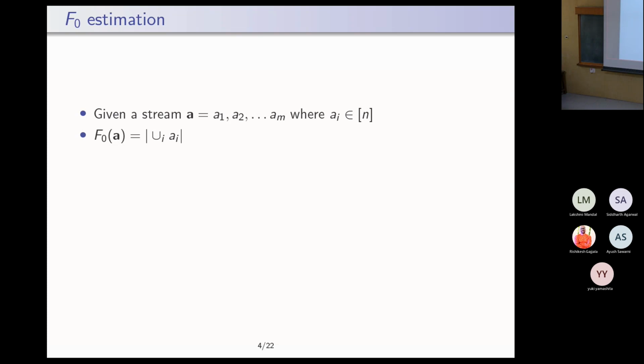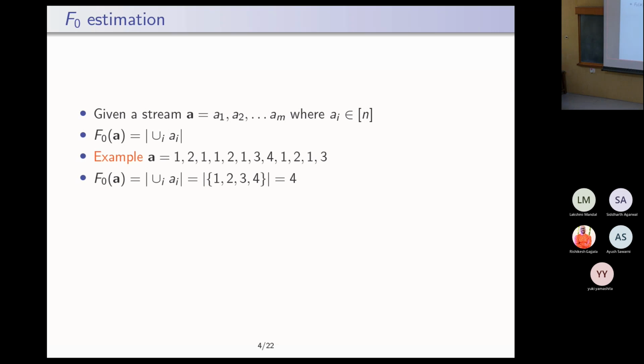I'm writing it as the union of Ai. It's not exactly correct, but if you think of each Ai as being a singleton set, then this union of Ai is really just the number of distinct elements. So I want to find the number of distinct elements in the stream. Just a simple example: if your stream looks like this, the number of distinct elements is 4, right? So F0 of A is 4.